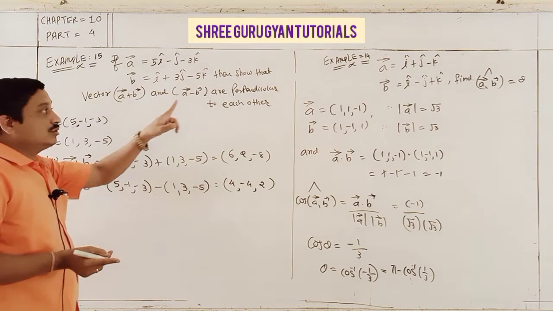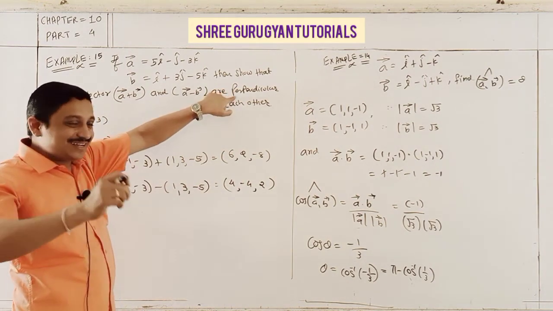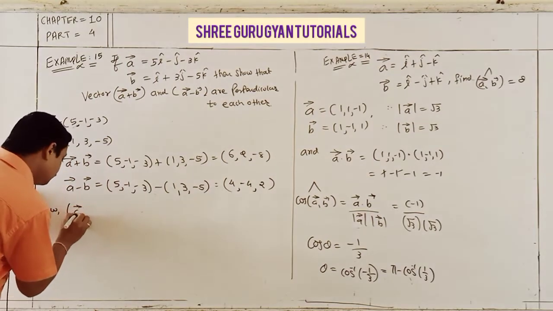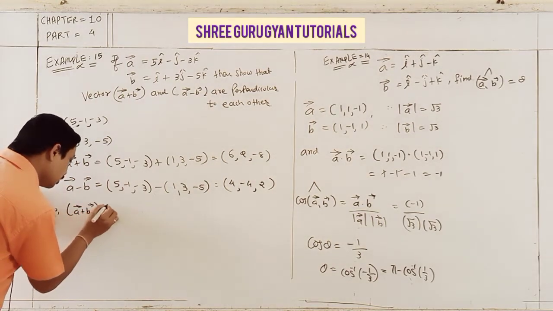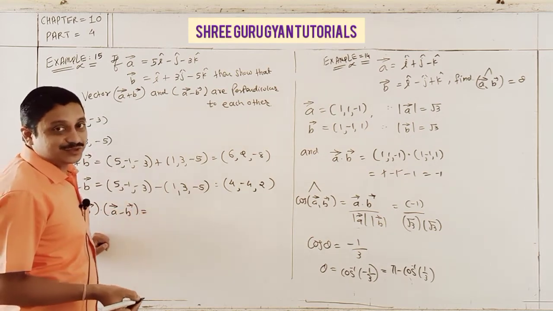I will prove they are perpendicular to each other, orthogonal to each other, which means the dot product is zero. So I will take (A plus B) dot (A minus B). Anyhow, I will prove here, students, that it is 0.